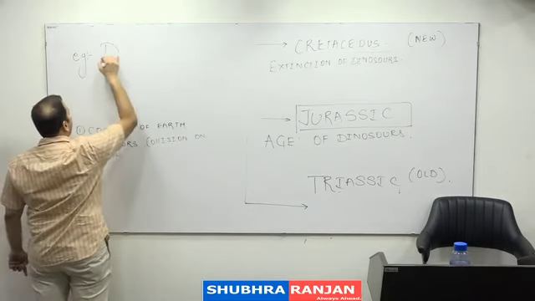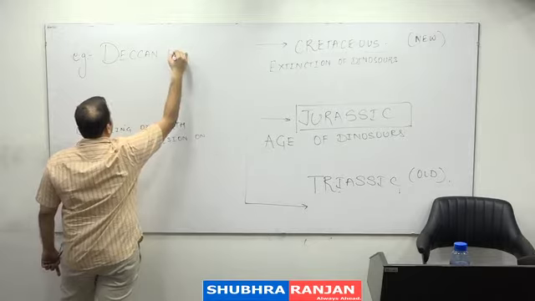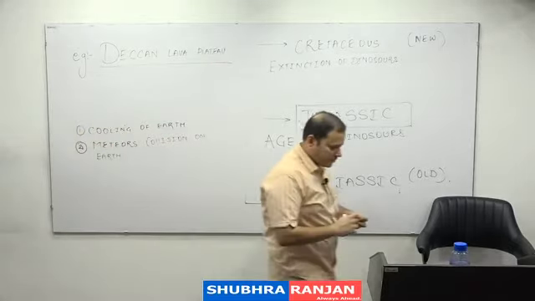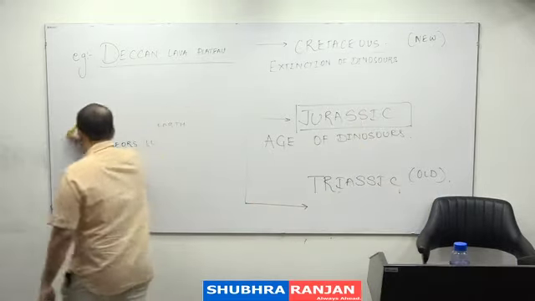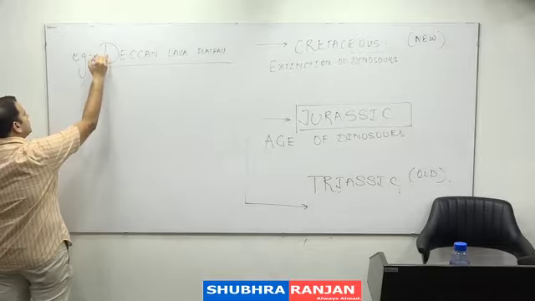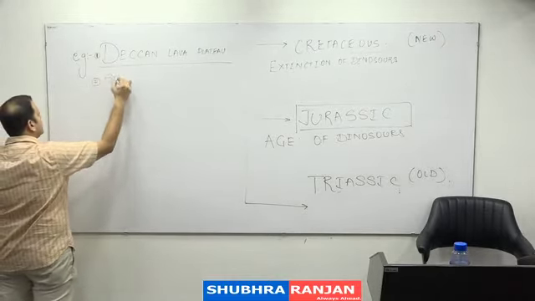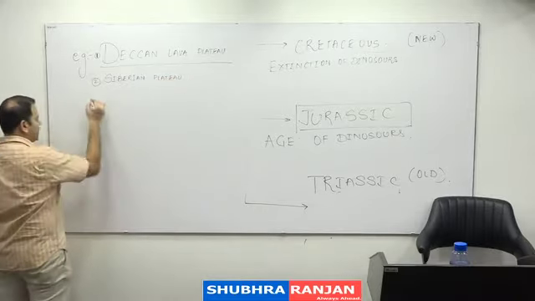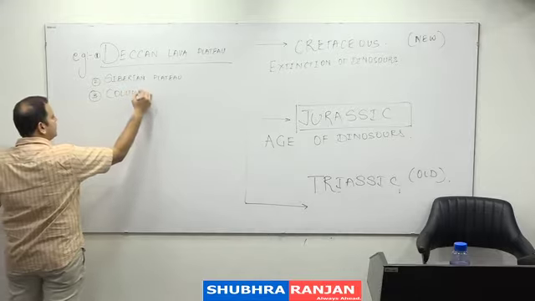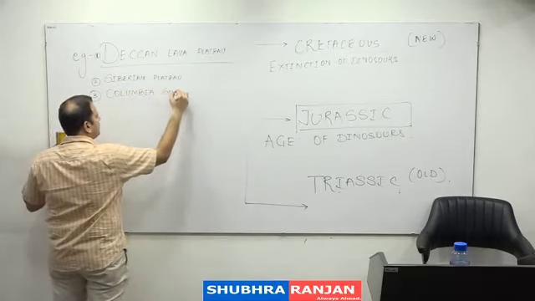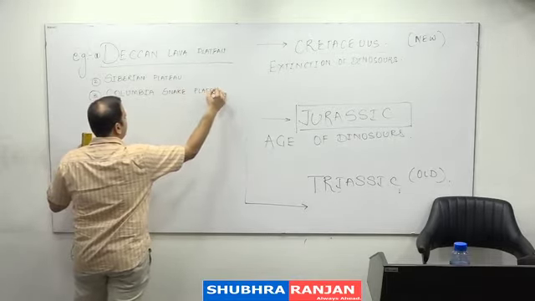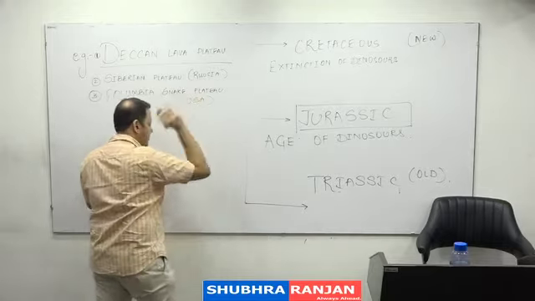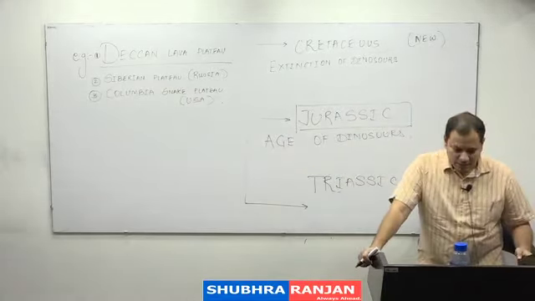And its example is the Deccan lava plateau. Another example is the Siberian plateau, and the Columbia snake plateau. Siberian plateau we already know where it is, Russia, and Columbia snake plateau is in USA. It has resulted in the formation of numerous plateaus.